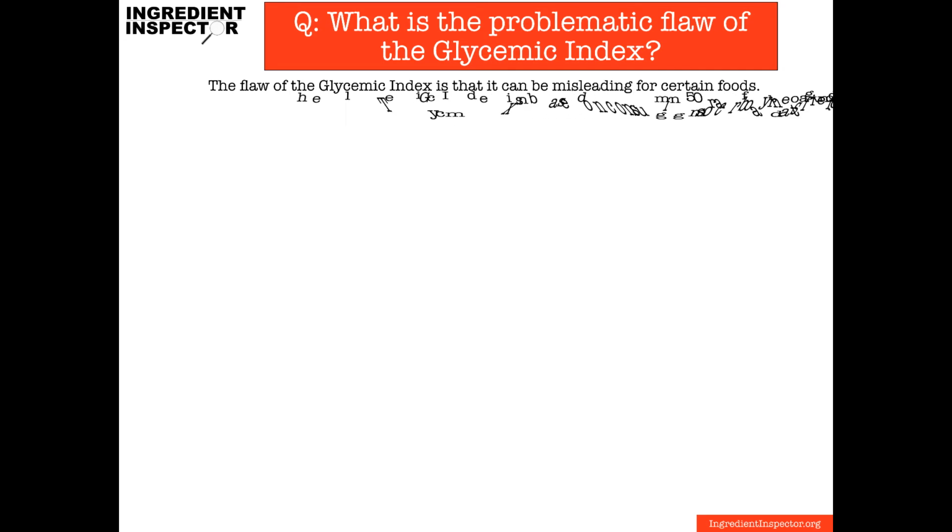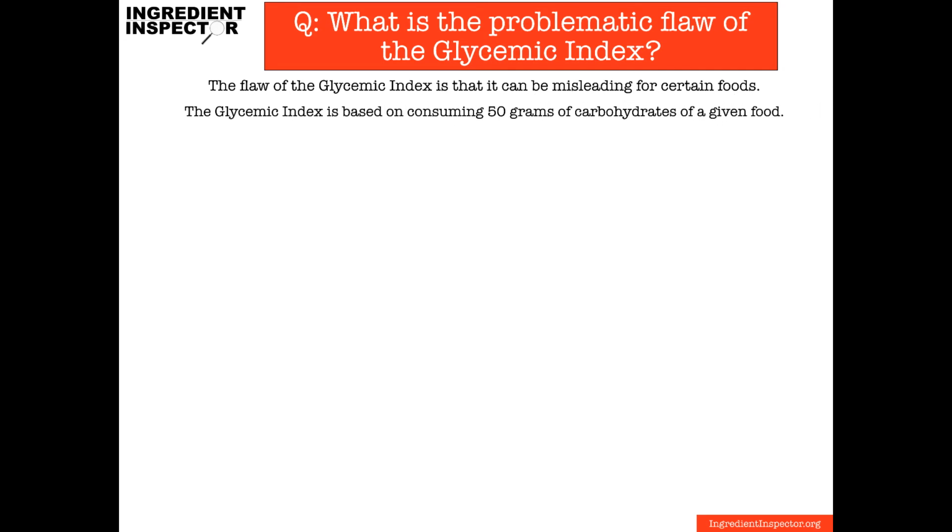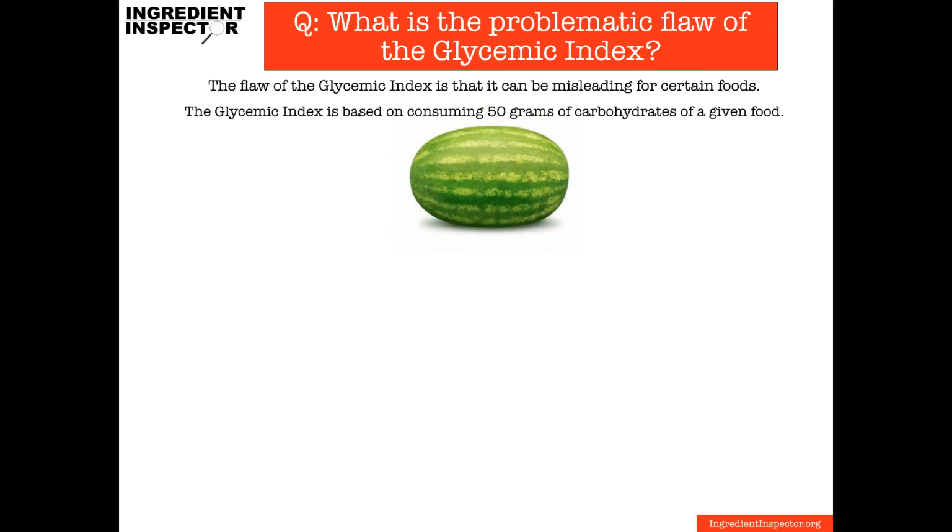What is the problematic flaw of the glycemic index? This flaw was discovered as it was examined what was happening in terms of how items were being ranked on the glycemic index, and a significant flaw was discovered. The flaw of the glycemic index is that it can be misleading for certain foods. The glycemic index is based on consuming 50 grams of carbohydrates of a given food. But when we consider something like watermelon, this is where the flaw is revealed.